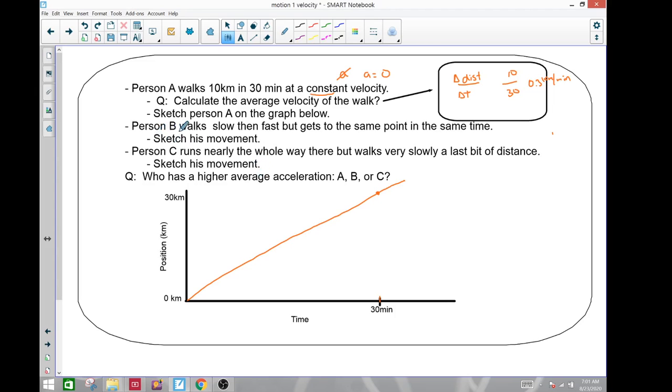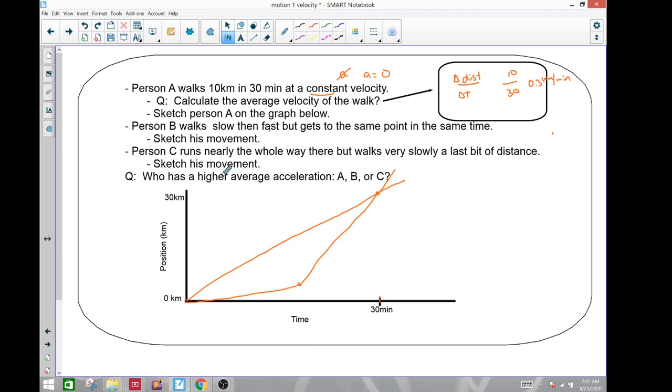Person B walks slow but fast, but slow then fast, but gets to the same point at the same time. What does this look like? All right, and that's saying about constantness. So let's go slow first, and then speeds up to catch up. It starts running.